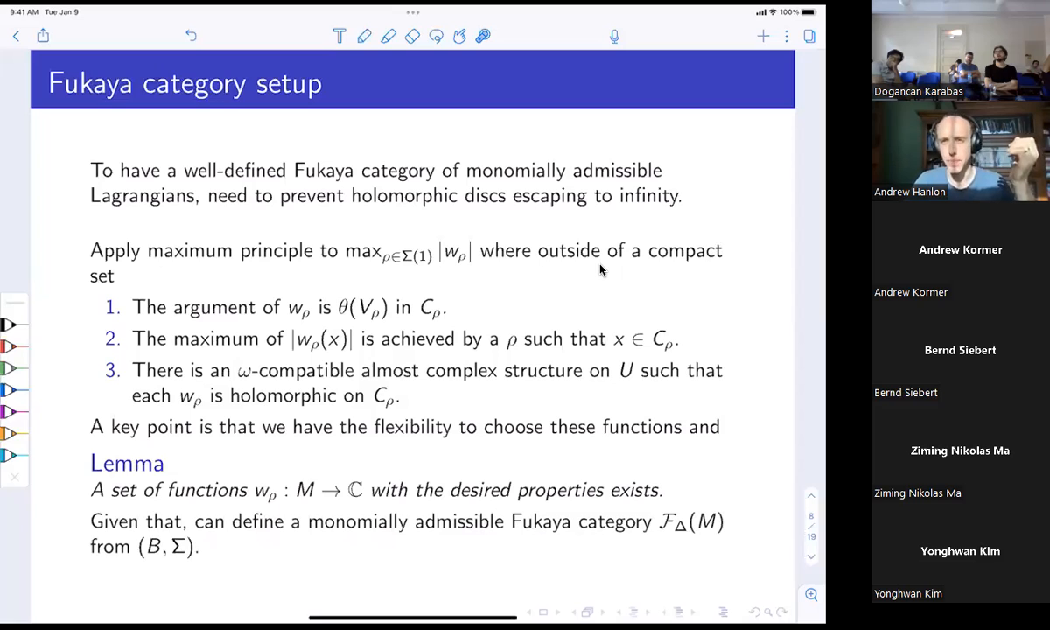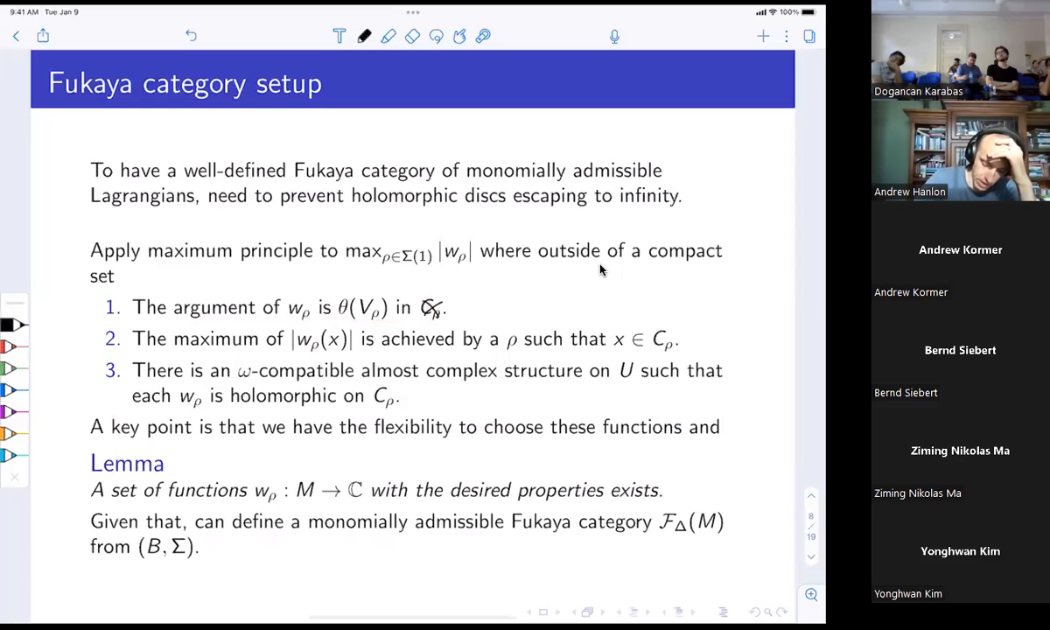But the point here is that to define the Fukaya category, as in the exact case where you can just produce this Lefschetz fibration, you don't actually need to do all that. So let me try to explain a bit. What I want to look for are functions that mimic these. The first key thing is that the argument of each of these W_rho is theta_V_rho in the region that should be pi inverse of C_rho, where pi is my map from M to B.